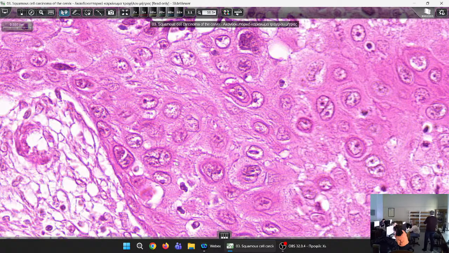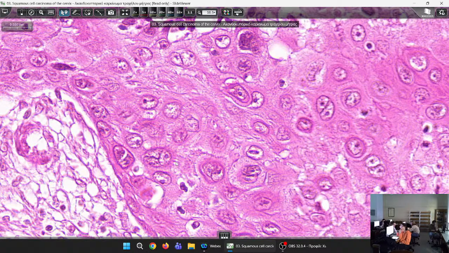Here we have evidence of keratinization, but in the form of dyskeratosis. That means keratinization of single squamous malignant cells. And we have the intercellular bridges, which is also a sign of squamous cell differentiation.